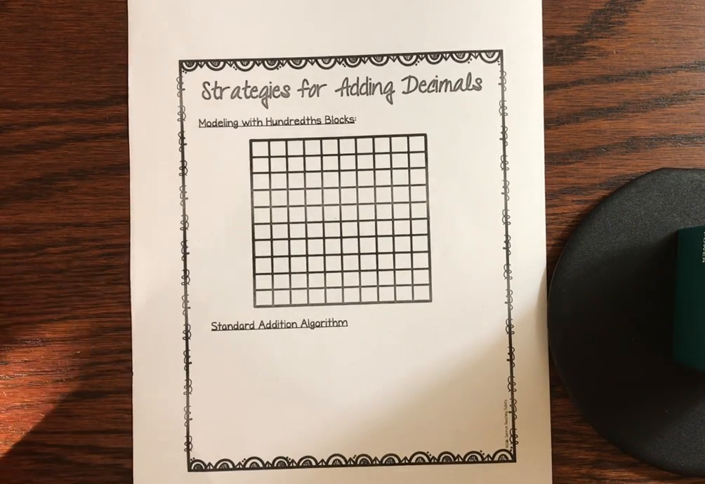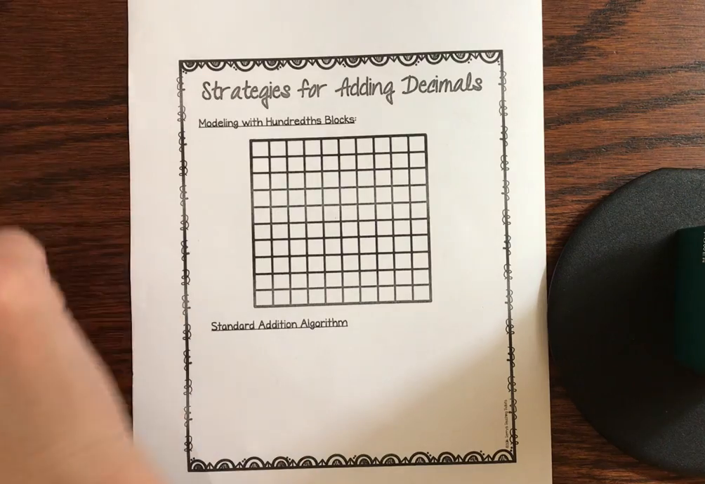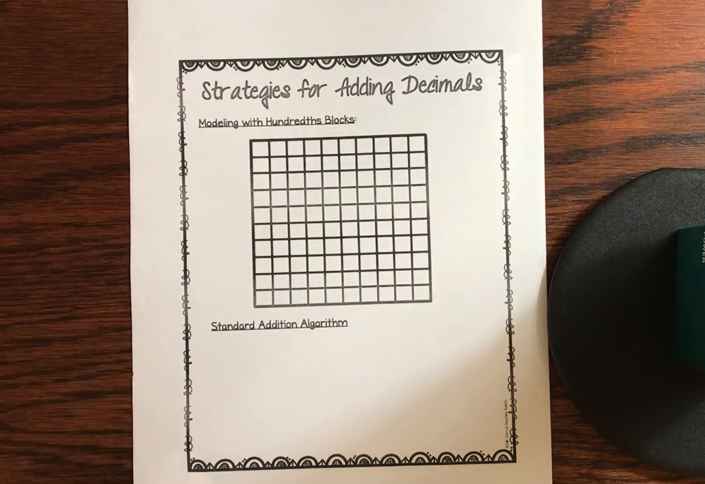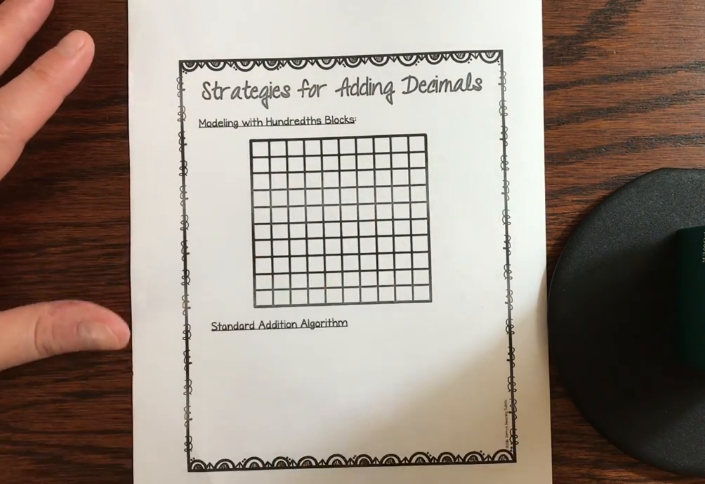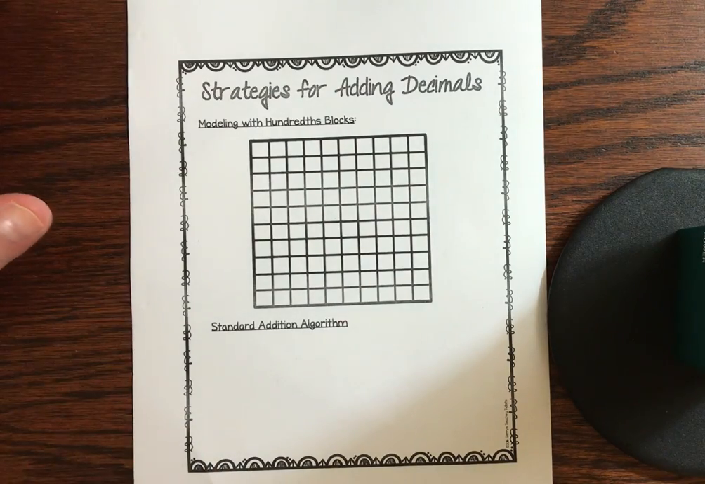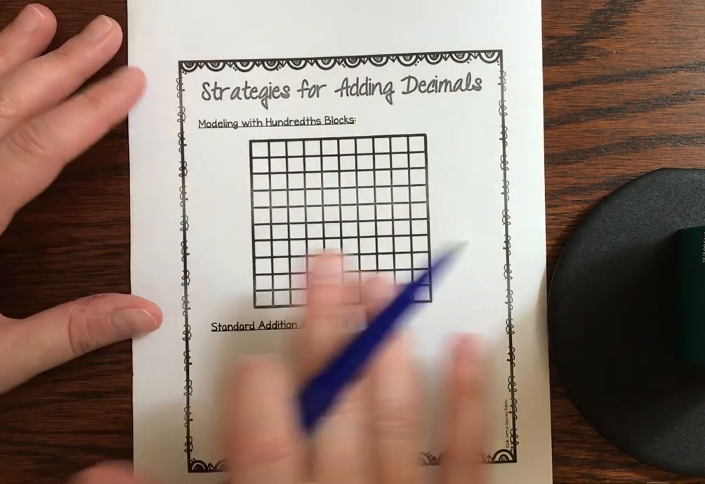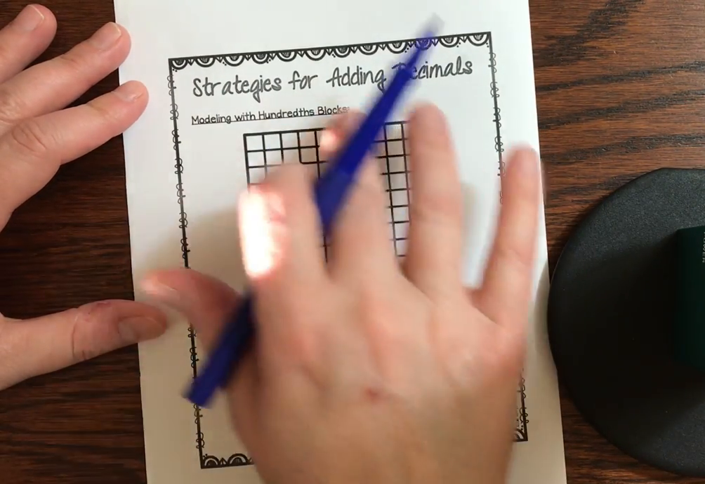Good morning. Okay, today we're going to be working on strategies for adding decimals. And what we have here on this sheet is a decimal model. As you know, decimals are tenths and hundredths. So this is a hundredths model for a decimal.